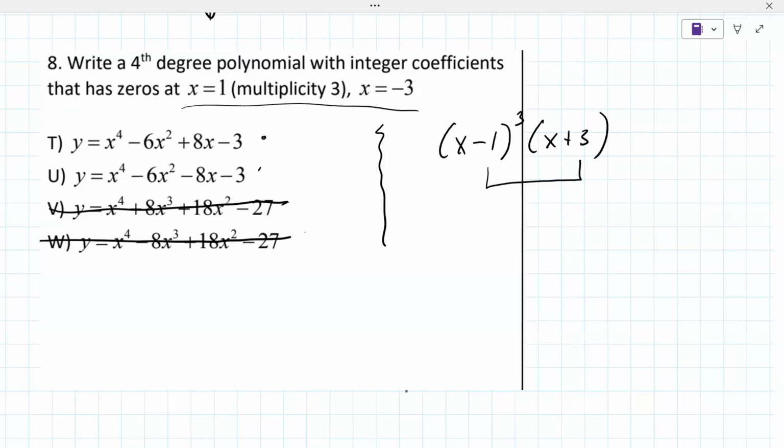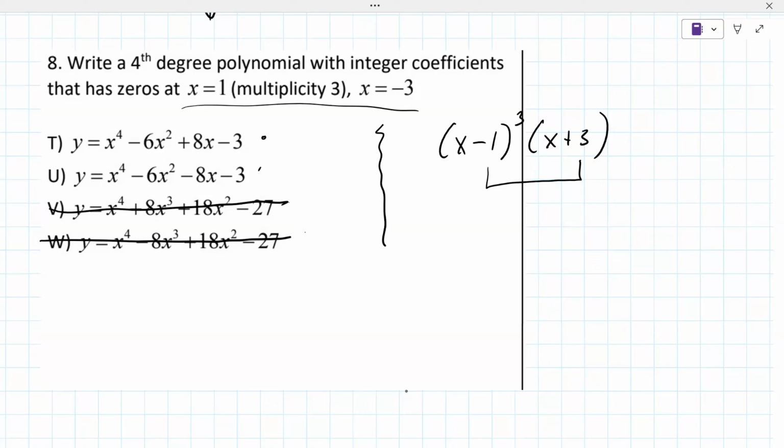I started with the part where it's multiplicity of 3 because I tried to do it, but I kept on getting x to the 5th as the first term instead of x to the 4th, and I don't know how I got x to the 5th. So for the first part of it I got y equals x to the 5th and another. So I think that's how I was confused.